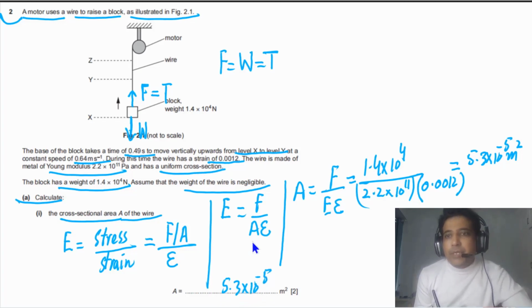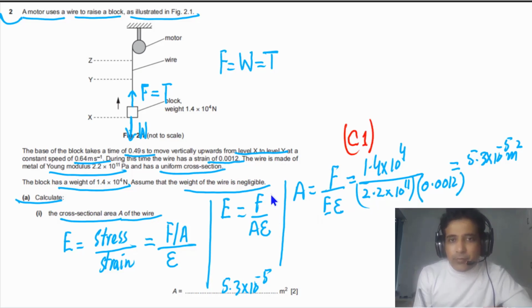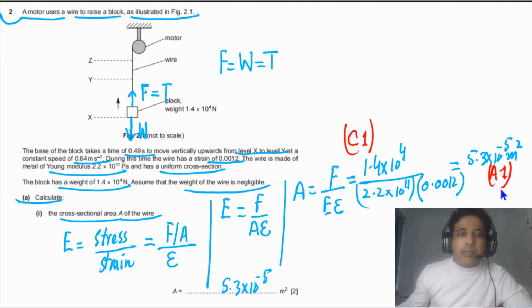And this question has 2 marks. The first mark you will get if you have written E is equal to this one. So we can say you have the C mark for this part. So if you have written this step, you will get 1 C mark. And if you have got the right answer, you will also get another mark, and that is answer mark. So this is how marks will be awarded.